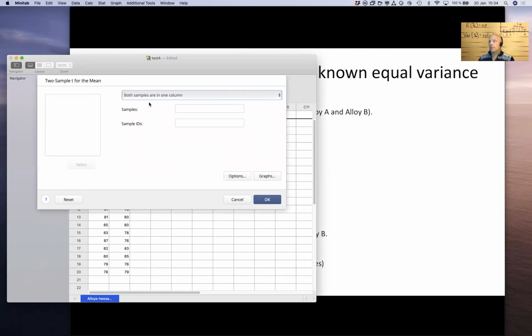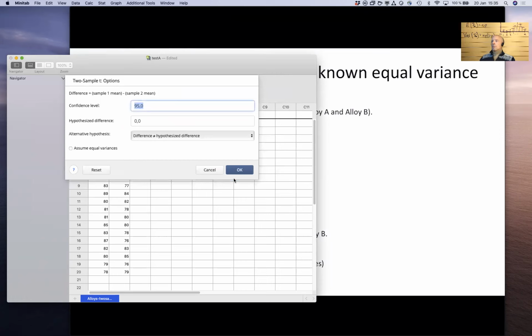And here I have to pick what to use. I have a sample in one of its column, and this is my sample 1 is this alloy A, and my sample 2 is B. And then I see that I have some options here, and one option is to specify a confidence level when I do the test. Should I do this at a certain significance level, and what should this be? And then it's common to use significance level 90 or 95. So we'll just set this as 95.